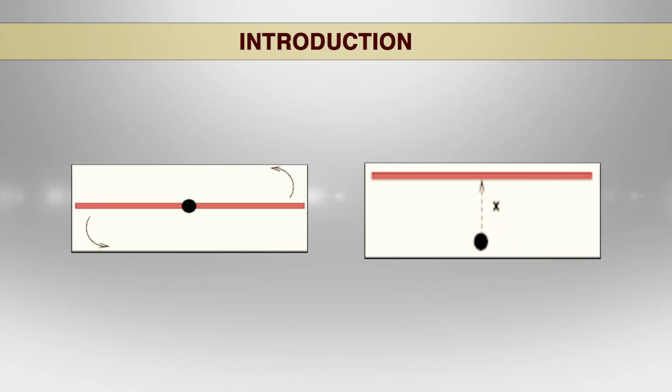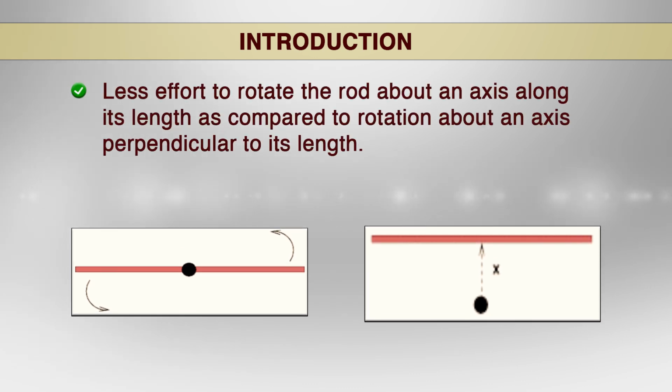Going through the introduction, if we try to rotate a stick about various axes by turning our wrist, then it is observed that less effort is required to rotate the stick about an axis along its length. Also, more effort is required when we try to rotate the stick about an axis perpendicular to its length. The difference occurs because rotational inertia is different in the two cases.